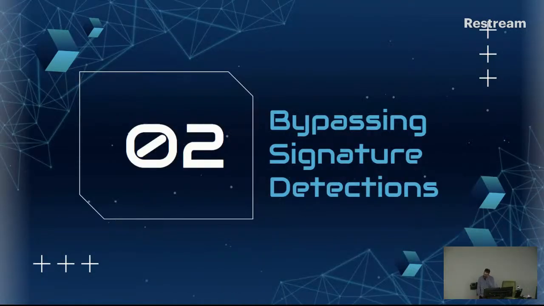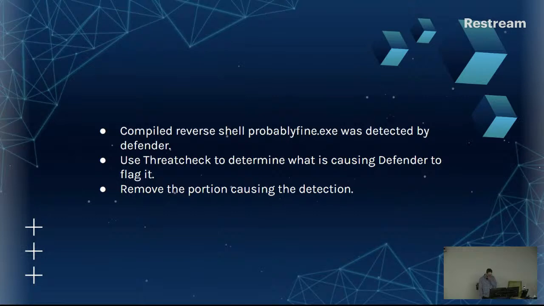All right, so that was just to show the demo of AV working. Let's actually get into some bypassing of signature detections here. As we saw, probably find unmodified was detected by Defender. We can use ThreatCheck to determine what bytes Defender is actually alerting on, and then we can adjust our payload so that we can bypass Defender. Obviously, we don't have to worry about bypassing Malwarebytes because it bypassed itself. That's fine.